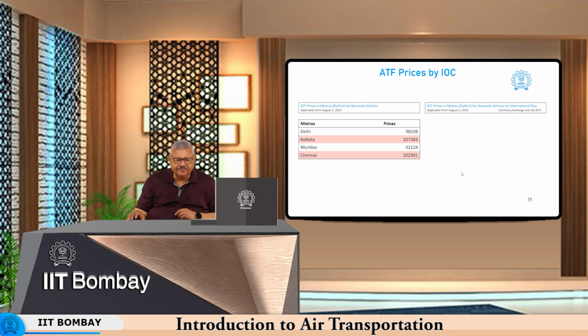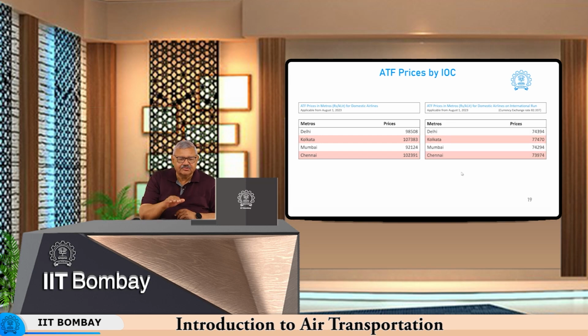When we look at the ATF prices in metros for domestic airlines on international runs, assuming a particular currency rate, the numbers are much lower, something like 74 to 77 rupees per liter. So, the fuel that is used by an airline is approximately the same or similar cost as the fuel used by our cars and two-wheelers for operating on the roads, provided you are on domestic routes. On the international routes, there are different rates and they are lower than those for the domestic operations.